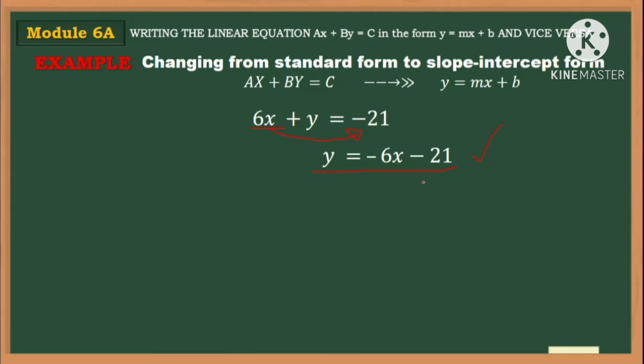Now, let's proceed to identify the value of slope, which is m is, yes, negative 6, and the y-intercept is negative 21. Okay, so here negative 6 and b is negative 21.